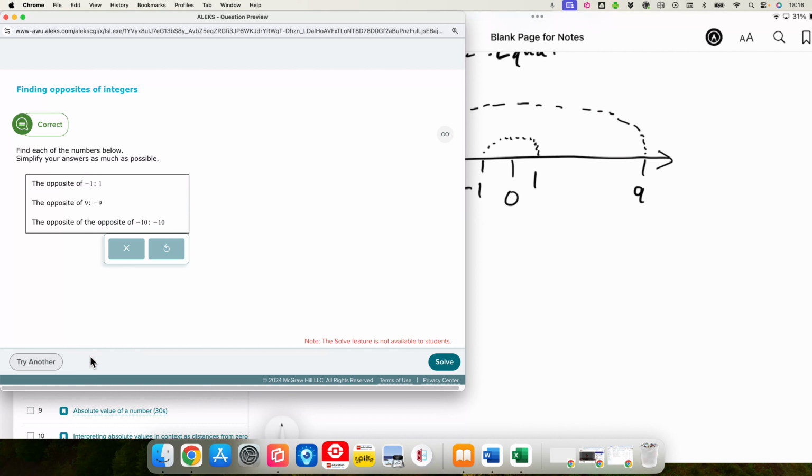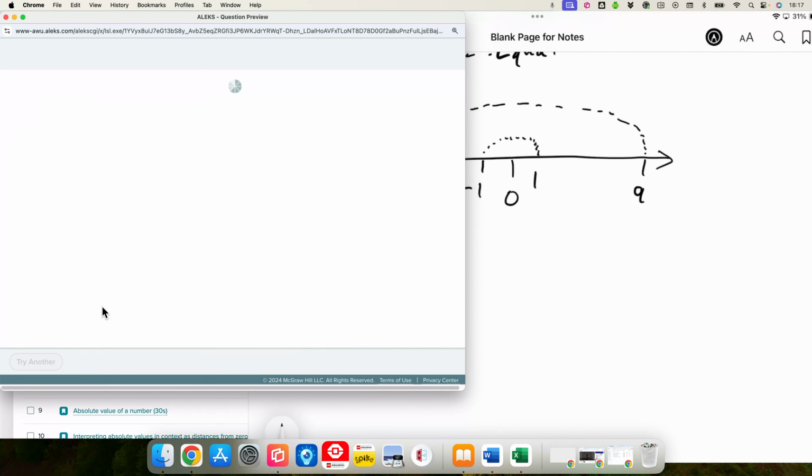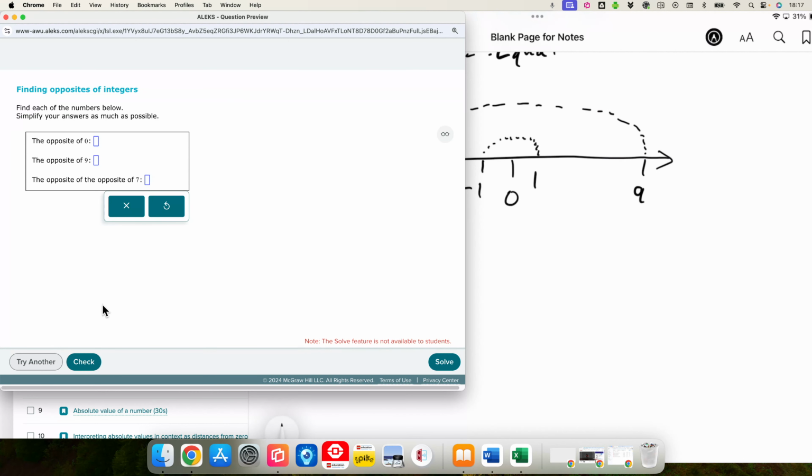We'll do one more this time without using the number line to help us and just trying to do it with our mind. Remembering the opposite of 0 is 0. The opposite of -9, if we went from 9 and flipped it over, that would be -9. The opposite of 7, if we flipped it over, would be -7.